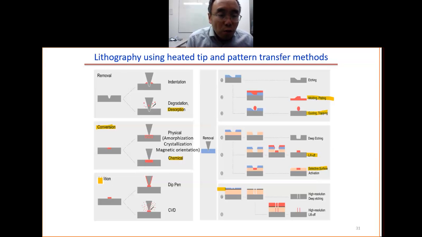We can also do the addition. We can do like what we do with the dip pen. We put some ink onto the pen. We do the dip pen. We can also do the CVD. So when we have the hot tip, we have the local heating. Then with this local heating and the precursor gas, we can deposit some pattern here.